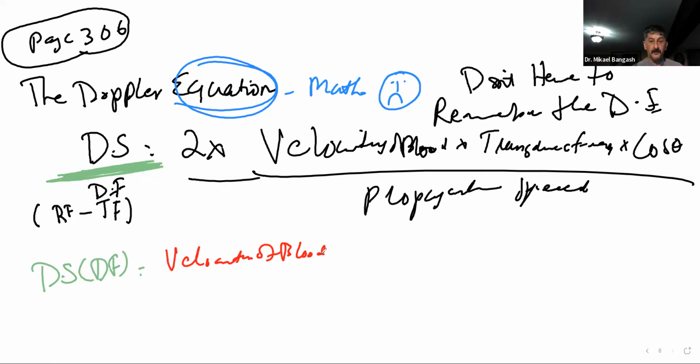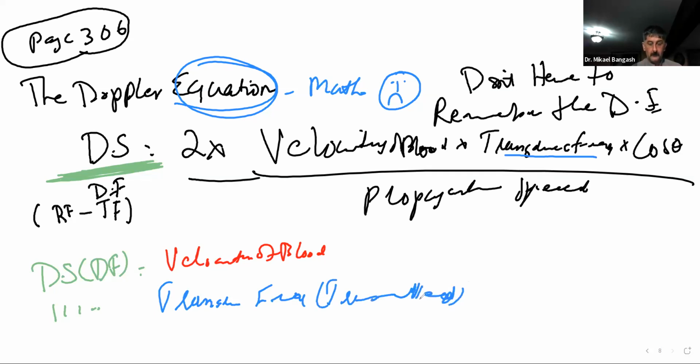The relationship between Doppler shift, or Doppler frequency, and the transducer's frequency. Now, ladies, when we said transducer's frequency, we already said that it was the transmitted frequency, right? But its relationship to the Doppler shift or Doppler frequency is important.